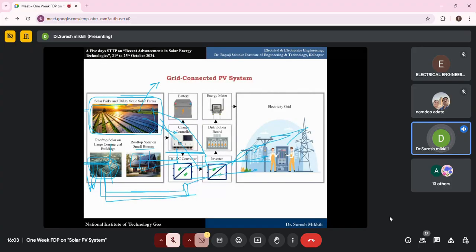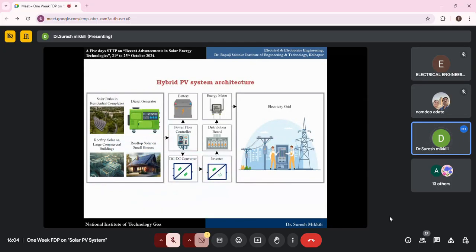For rooftop solar on large commercial buildings, the size will increase a little, but a medium-level converter can be used. Why? Because some amount you are utilizing for the buildings only. But in the solar parks, a huge amount of power is generated and there is no consumption at all there. So the entire 100% will be dumped to the grid only. Okay. Now, hybrid systems. What are hybrid systems?